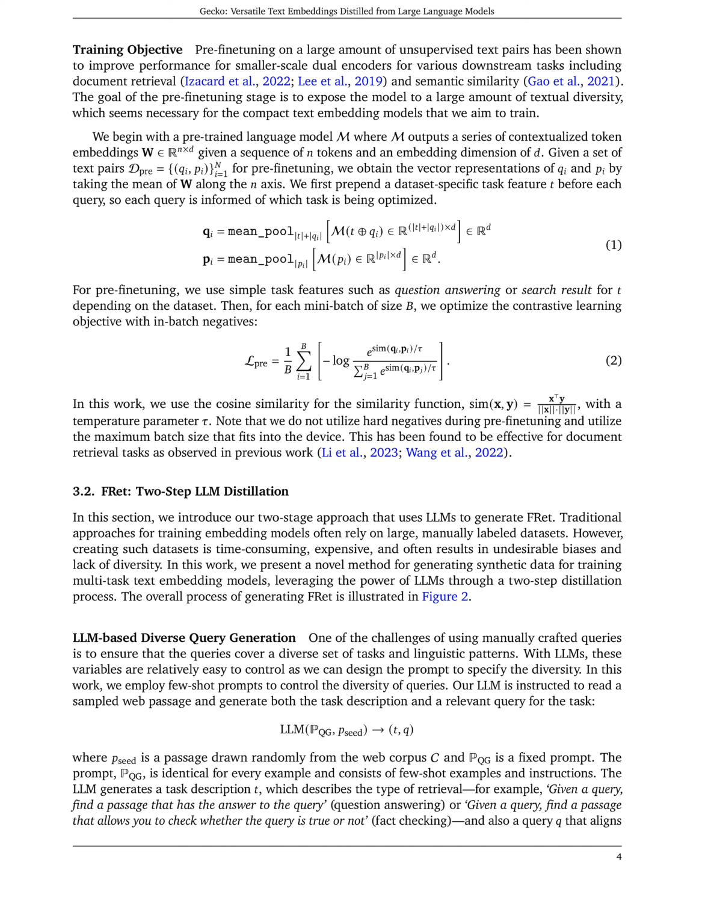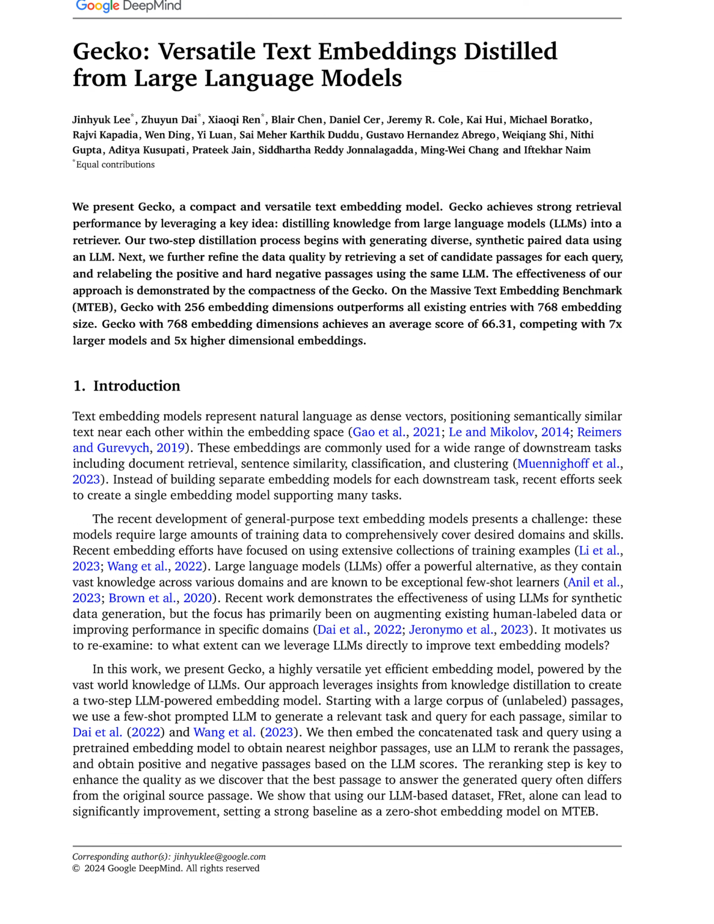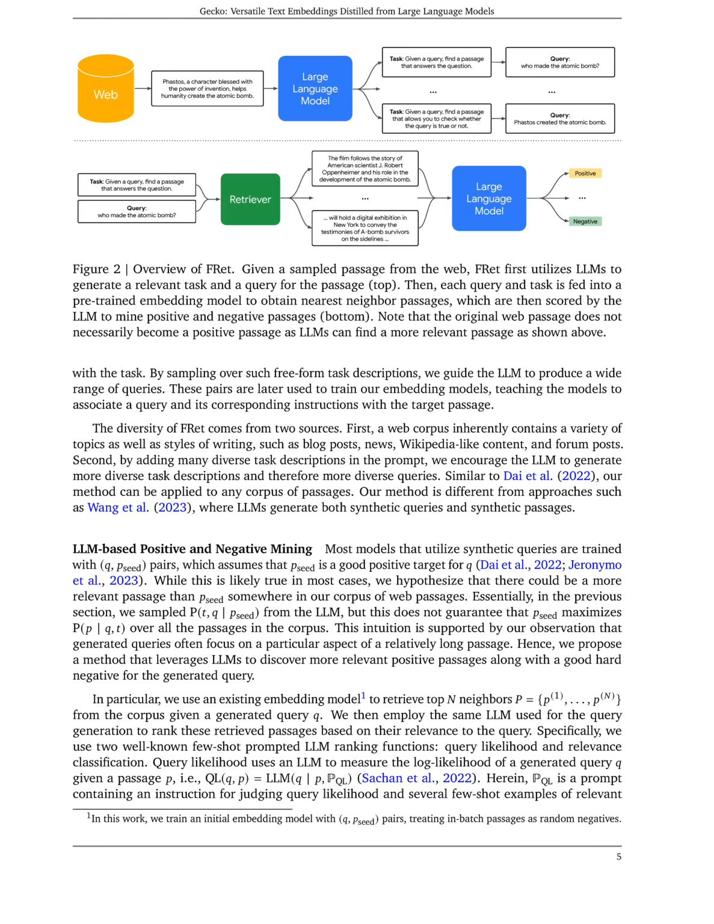The LLM is instructed to read a sampled web passage and generate both the task description and a relevant query for the task. The task description describes the type of retrieval, such as question answering or fact-checking, while the query aligns with the task. Secondly, the concatenated task and query are embedded using a pre-trained embedding model to obtain nearest neighbor passages. An LLM is then used to re-rank these passages based on their relevance to the query.